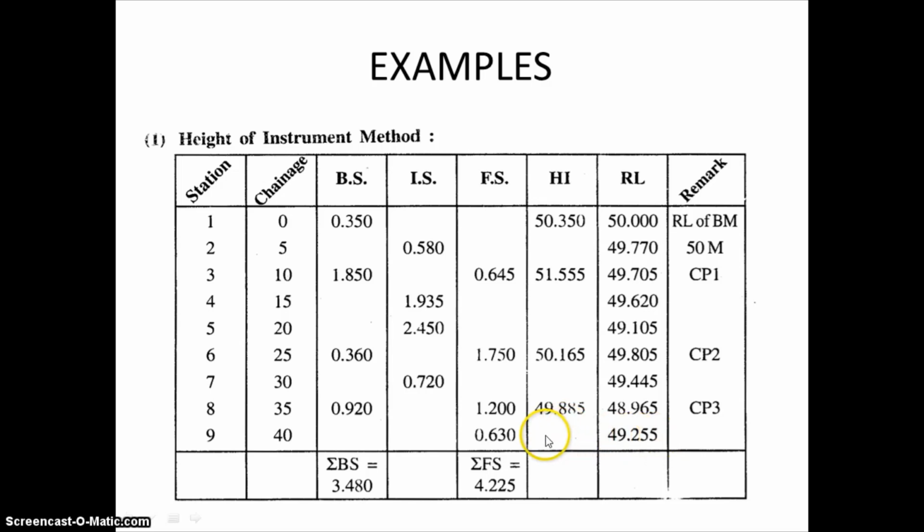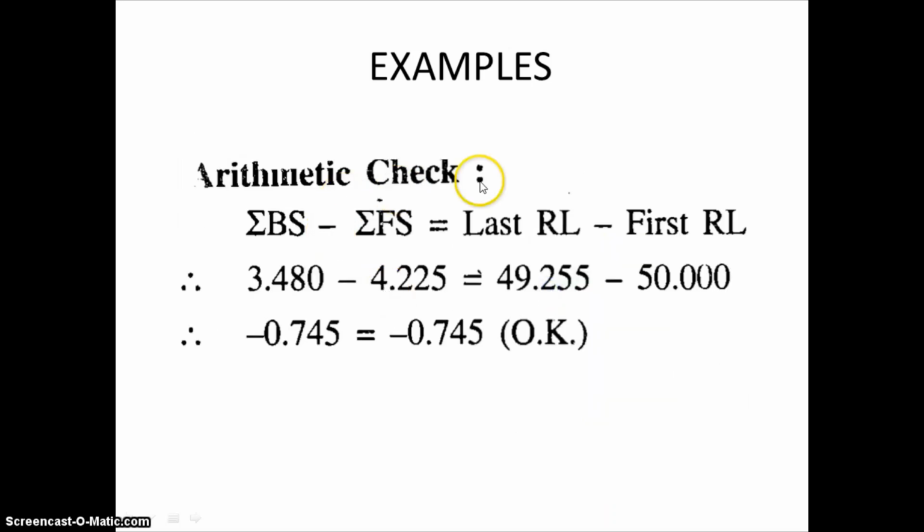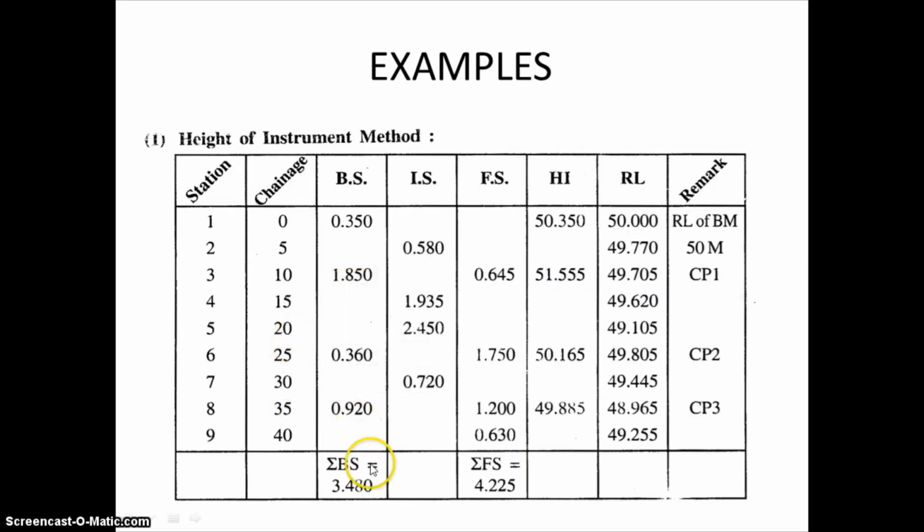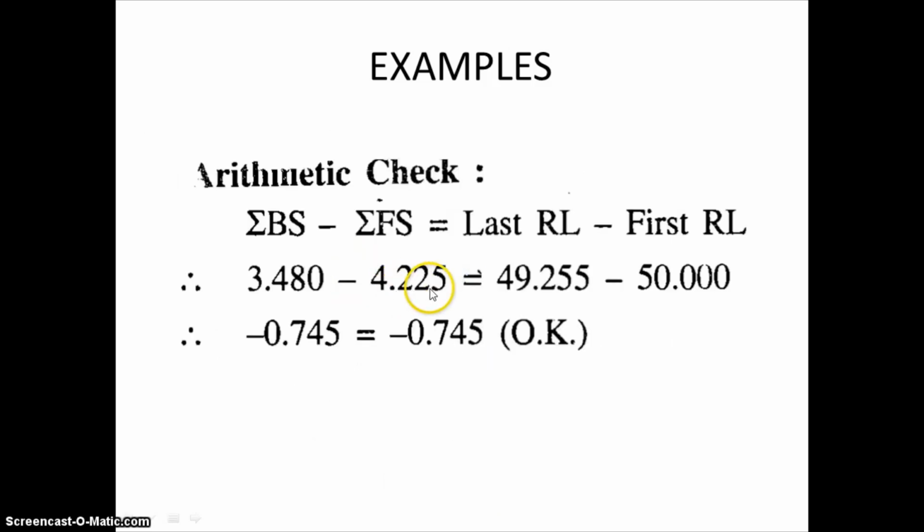So you have already done all your calculation. Just take the summation of all the BS values, and take the summation of all the foresight values. This is your last RL, and this is your first RL. So that is this arithmetic check: summation BS minus summation FS is equal to last RL minus first RL. 3.480 minus 4.225 is equal to 49.255 minus 50. So you can see here, minus 0.745 is equal to minus 0.745. Both sides you are getting the same reading, which means your arithmetic check is okay, your example is okay.